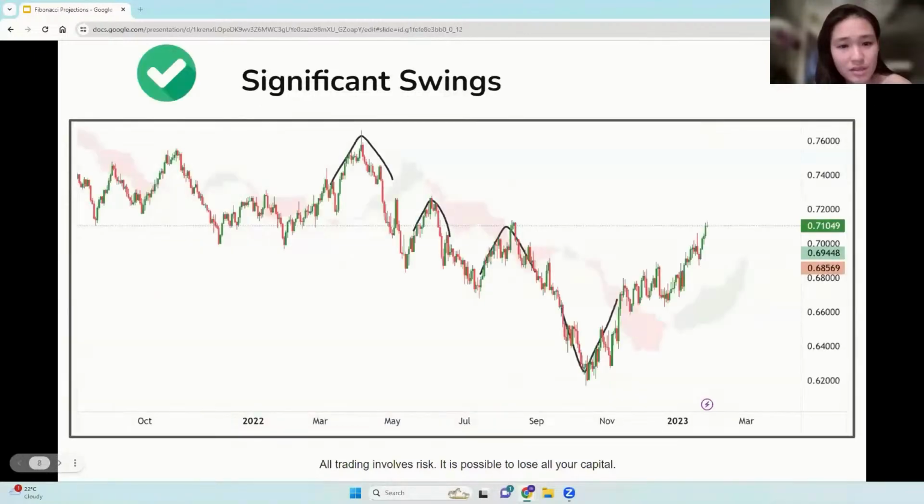Okay, here's another example. So I've drawn out the peaks and troughs to point out exactly how clear your market structure should look like.